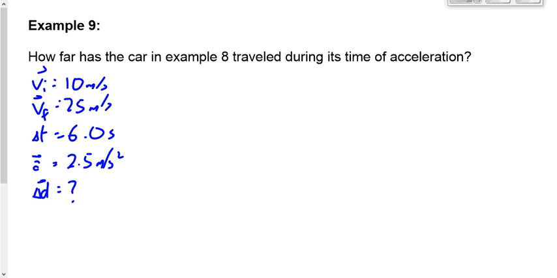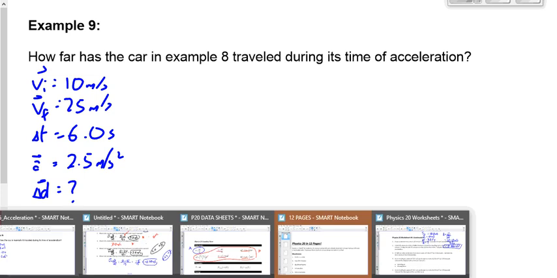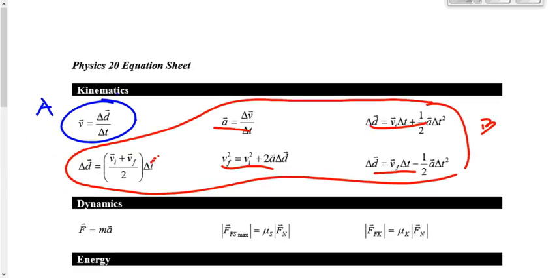If it's a group B equation, knowing VI, VF, T, A, and looking for D, which of these 5 group B equations do you want to try? Ryan, you have a preference here? Which one do you want to try? We have VI, we have VF, we have A, we have T, we're looking for D.